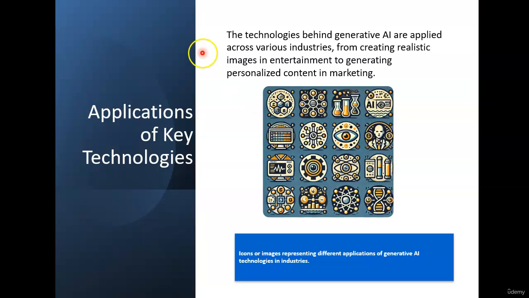Next, applications of key technologies. The technologies behind generative AI are applied across various industries. In marketing, generative AI creates personalized content and advertisements. In entertainment, it generates realistic visual effects and even entire movies. In healthcare, AI models generate synthetic medical data for research and training purposes. These applications showcase the versatility and power of generative AI technologies in solving complex problems and driving innovation.